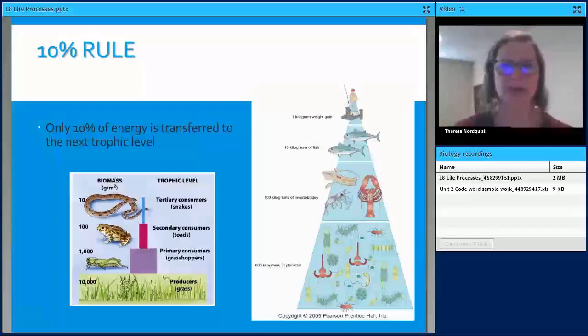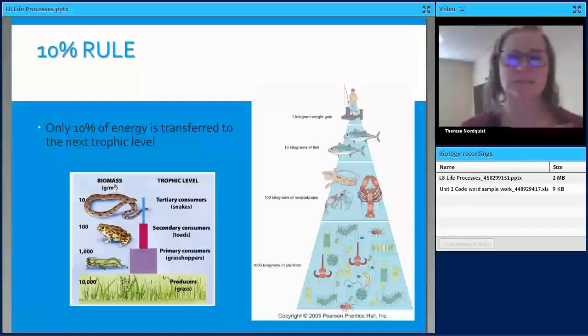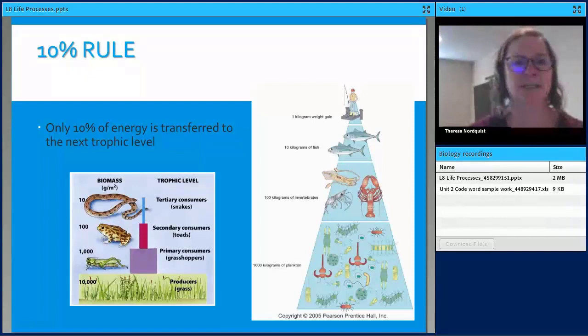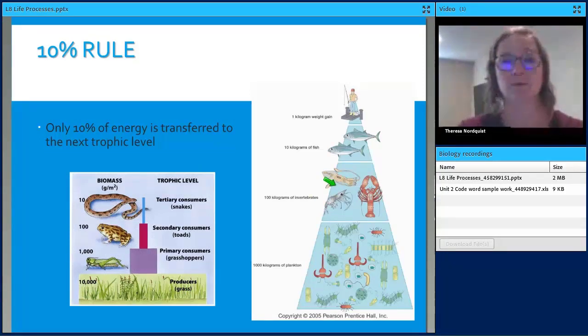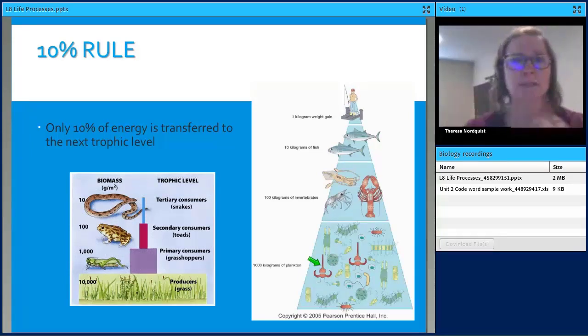Okay, so we've already started talking about energy transfers not being 100% efficient. We've talked about the 10% rule, that only 10% of the energy stored at one trophic level can be stored at the next trophic level. Part of the reason is that the organisms in one trophic level are using that energy for their own biochemical processes. And we'll look at some other reasons why in just a minute.